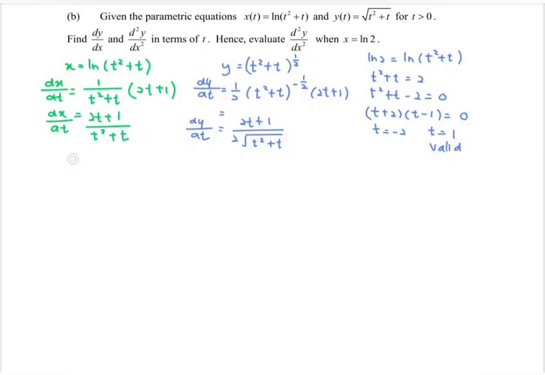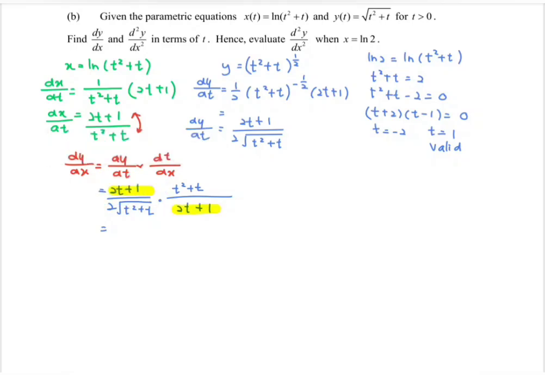Next, find dy/dx, where we have dy/dt multiplied with dt/dx, meaning that we have to flip dx/dt. Kindly substitute: we have (2t plus 1) over 2 square root of (t squared plus t), multiplied with (t squared plus t) over (2t plus 1). Next, if we simplify, here we can make it become 1.